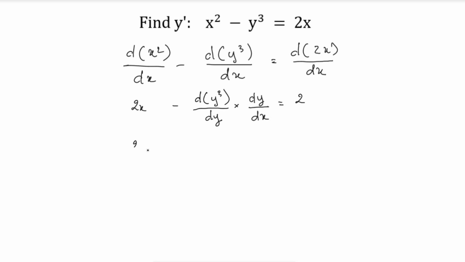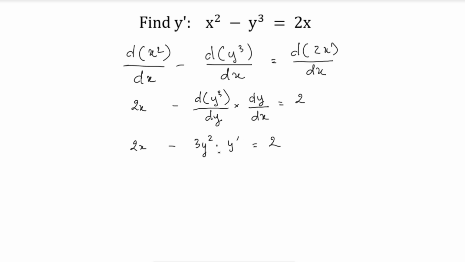So in here, I just rewrote the function. Here you can see this is the derivative of y cubed in terms of y. So we could do it normally. This one is 3y squared. So multiply dy over dx, which is y prime, equals 2.